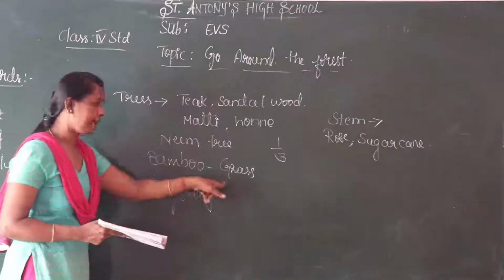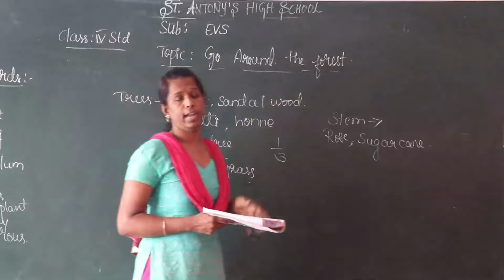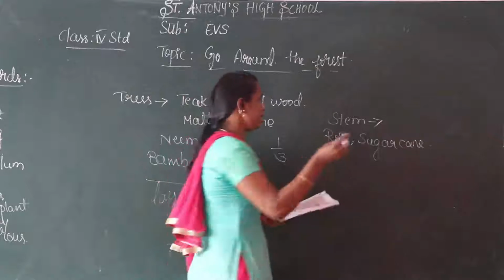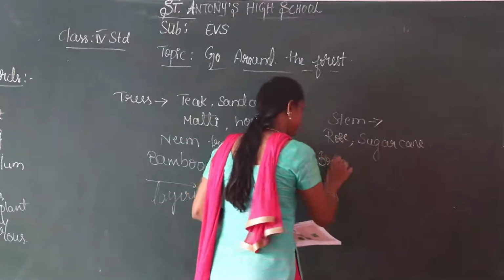Layering method, that is a grass. So bamboo is also a grass. Some of the plants which will be grown using the leaves, that is bryophyllum.